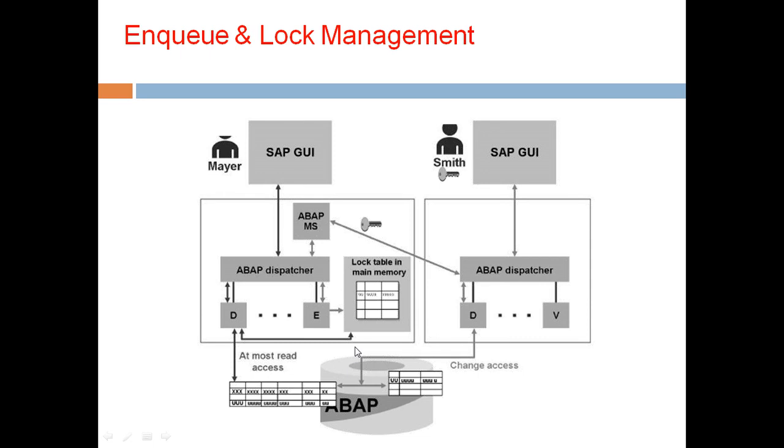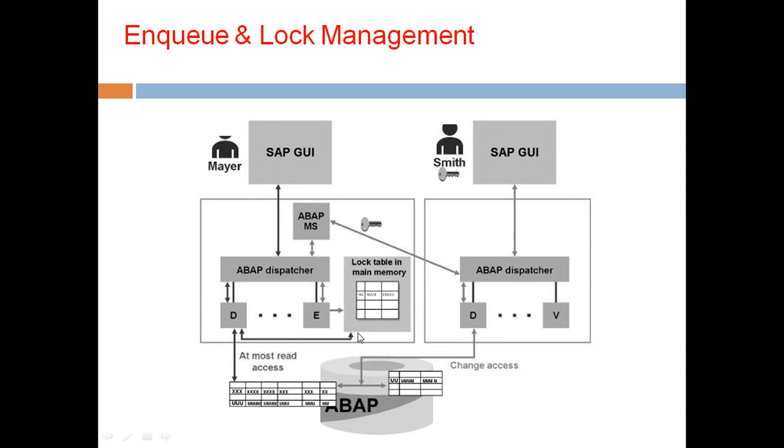So where is the lock key? It will be kept in the shared memory. If the dialog work process that processes the user request and the enqueue work process are not running on the same instance, then these two work processes communicate through the message server. In this case, the lock request is forwarded from the dialog work process to the enqueue work process via the dispatcher and the message server.